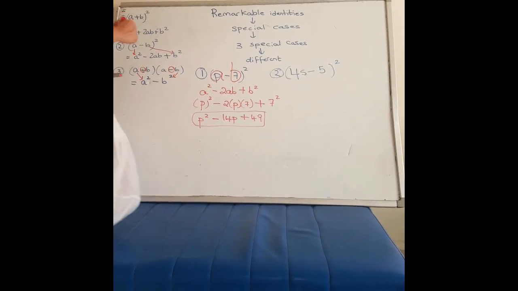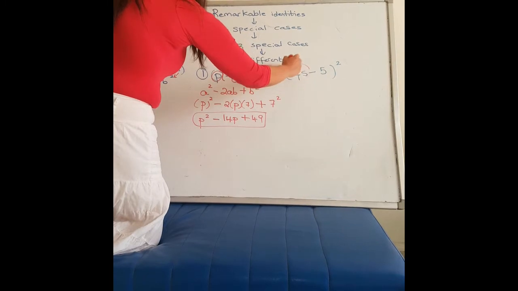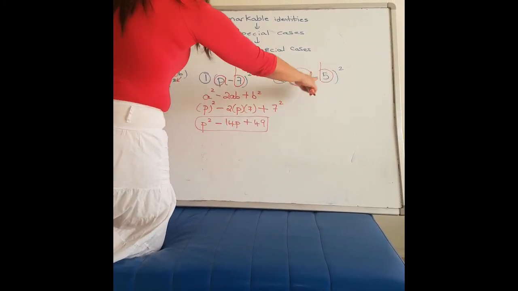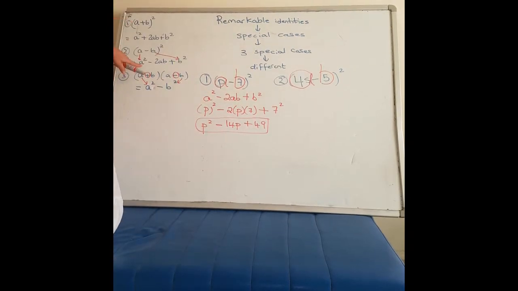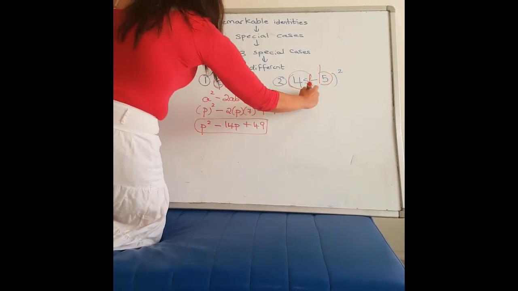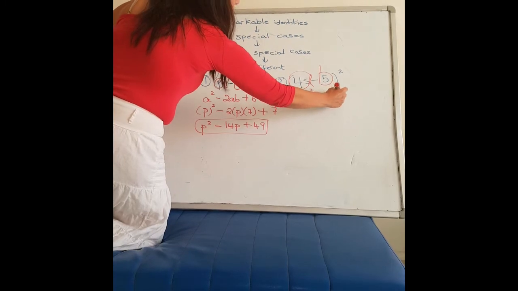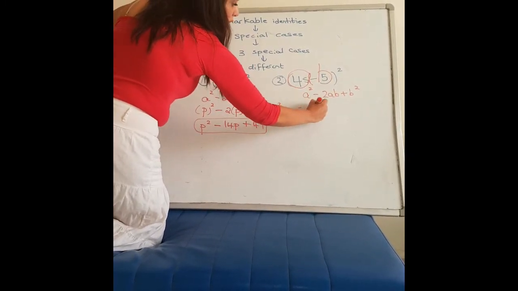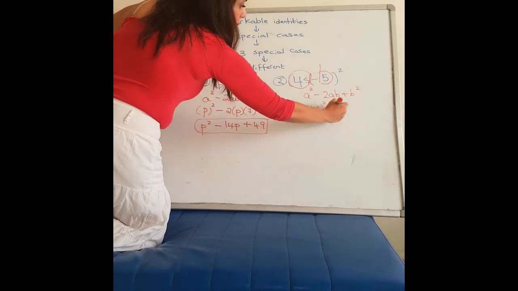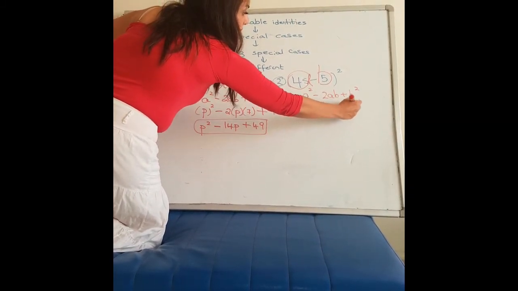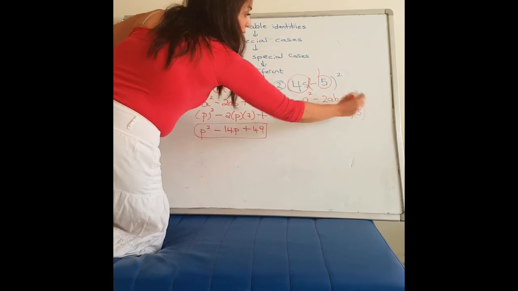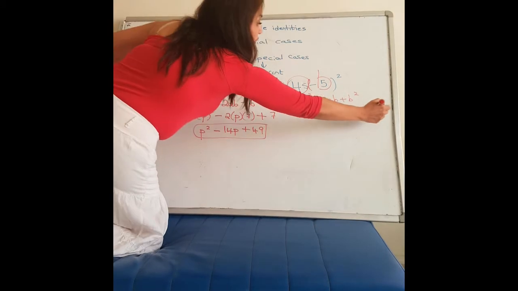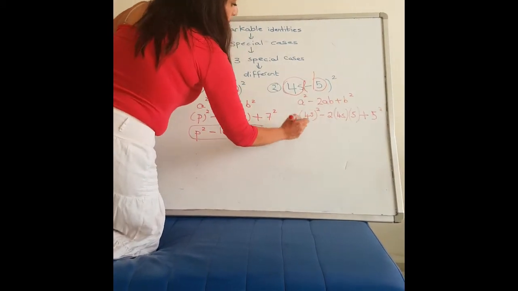Let's look at the second example. Where's my A? This is my A. This is my B. But this is a minus sign. So I take the second special case, which is A2 minus 2AB plus B to the second power. What is my A? 4S to the second power minus 2 times 4S times 5 plus, I don't change the sign, it's a plus sign, 5 to the second power.